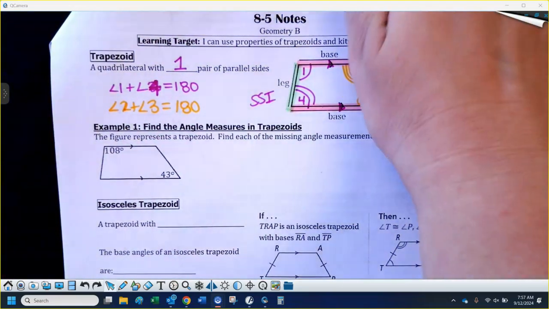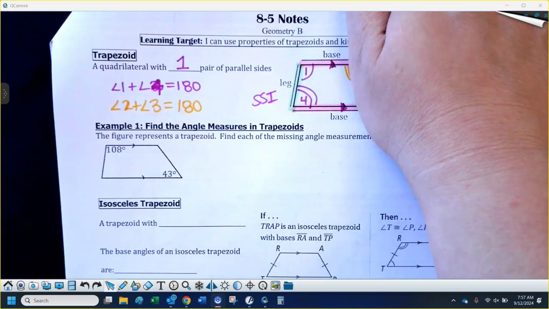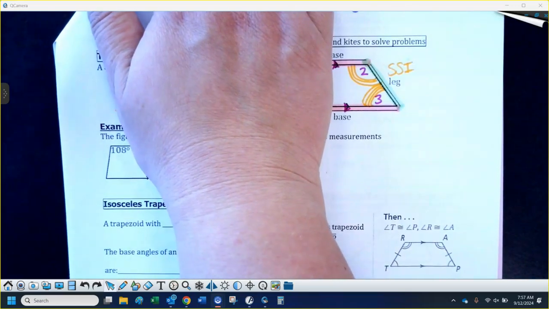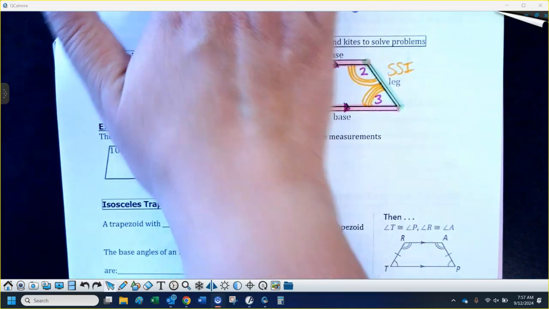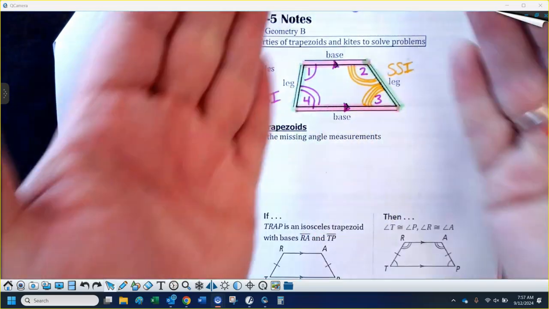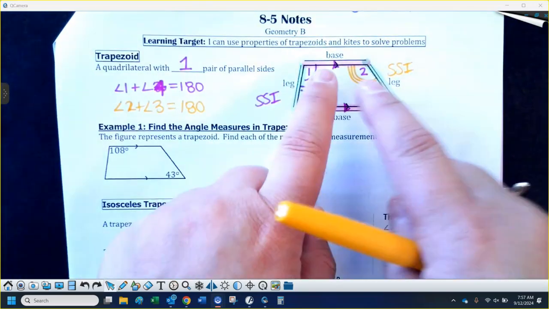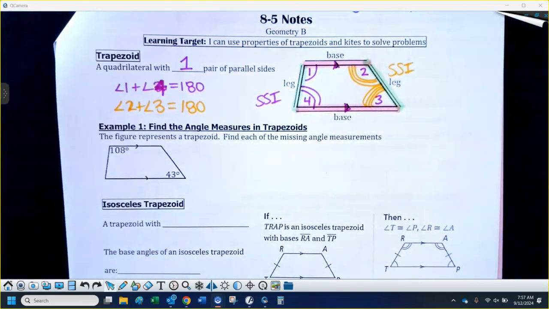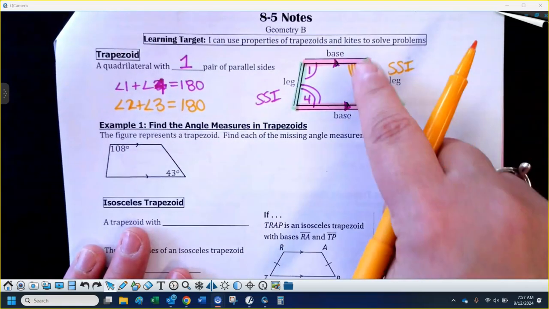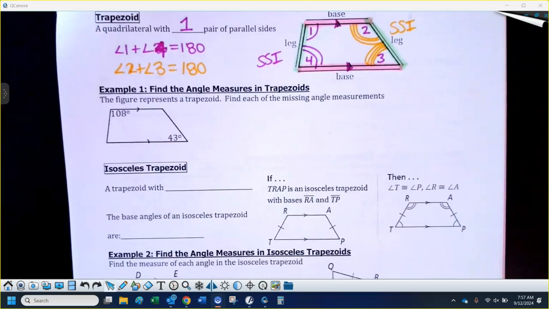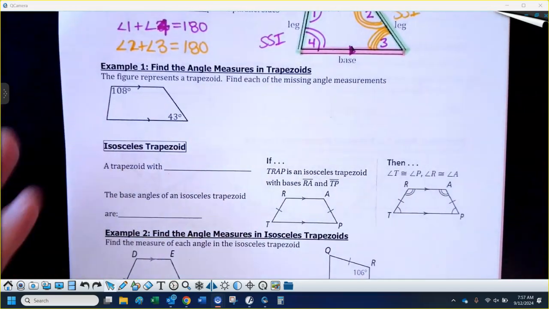So if you're looking along one of the legs between the two bases, those angles have to add up to 180. Same thing if I look between the two bases on the other leg, those two angles have to add up to 180. Now, 3 and 4 don't add up to 180 because these sides are not parallel. 1 and 2 do not add up to 180 because these sides are not parallel. So don't think anything of that, but these two would add up to 180, and these two would add up to 180.